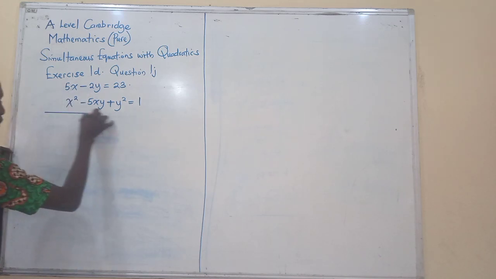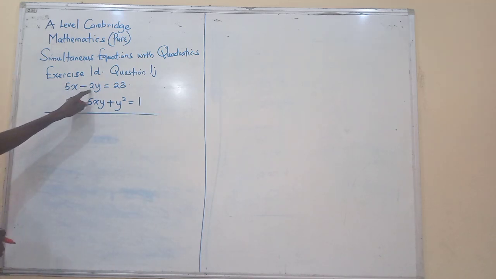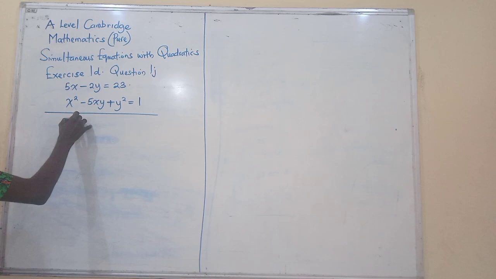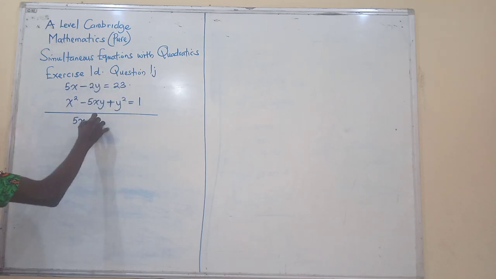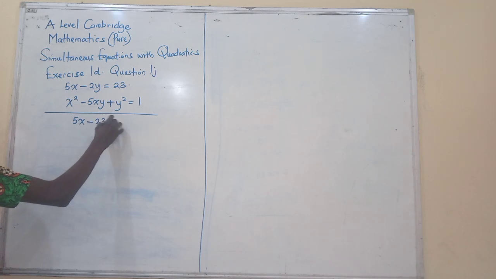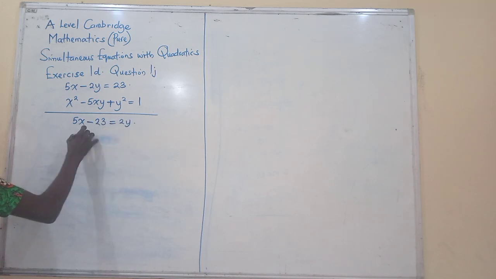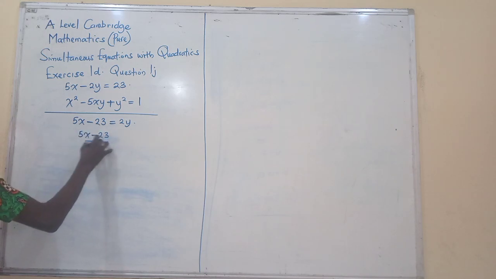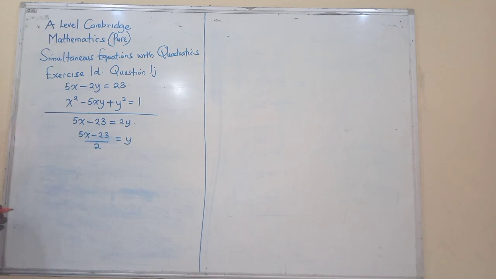I start by doing my rule out. I'm going to make y the subject of the formula. And when I've done that, I will explain to you why I chose y. So this is 5x minus 23 will be equal to 2y, which means that (5x minus 23) over 2 will be equal to y. What I've done is to divide both sides by 2.